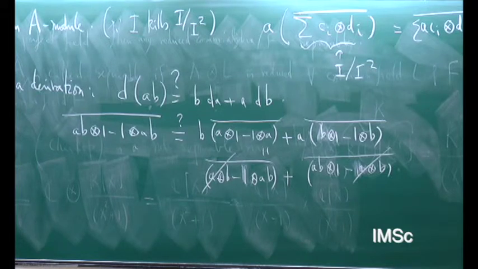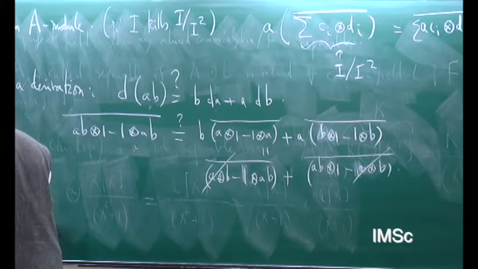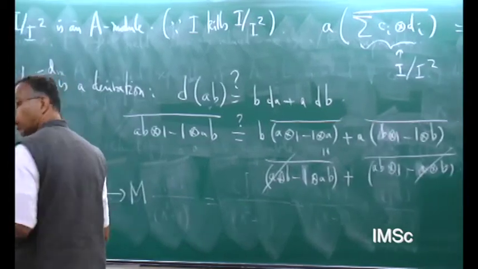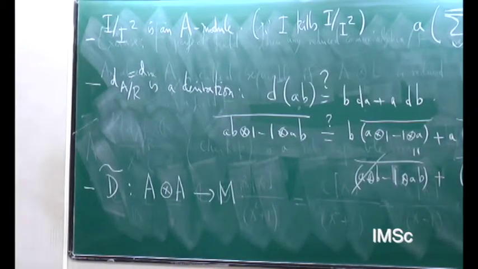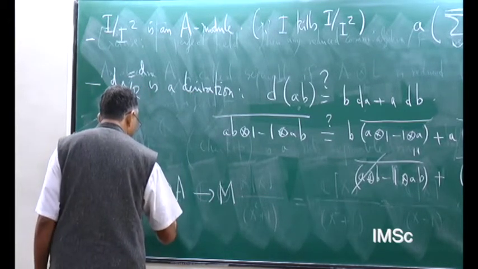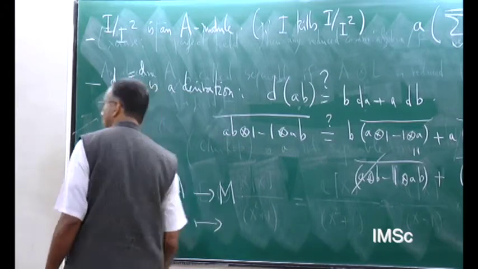Okay, A tensor A, remember, now has the universal property. It's a tensor product. So to get a map from A tensor A to M, I just have to give you a bilinear map. Right? So let me do that. So define d tilde from A tensor A to M. Okay, let's see what I want. It should be an R linear map, right? So given by A tensor B going to, okay.